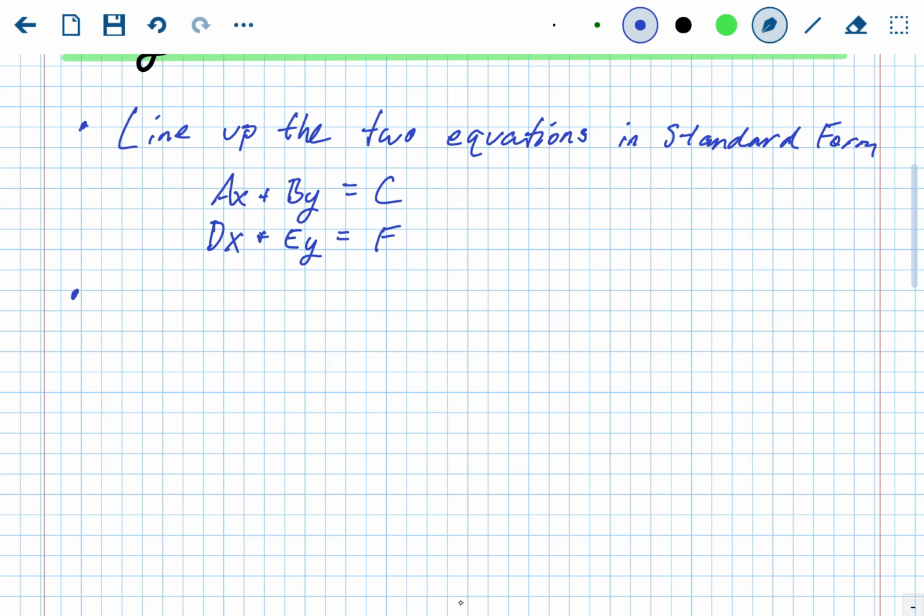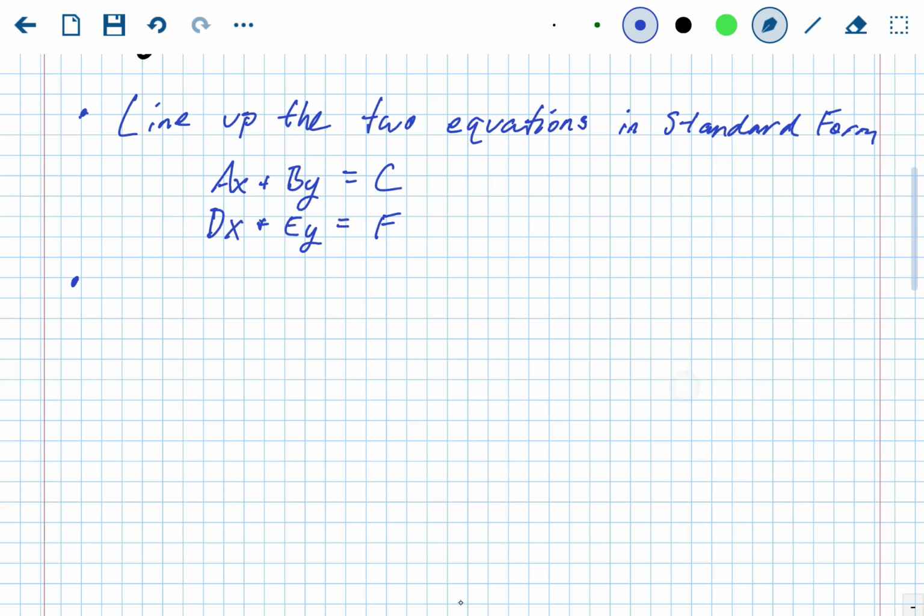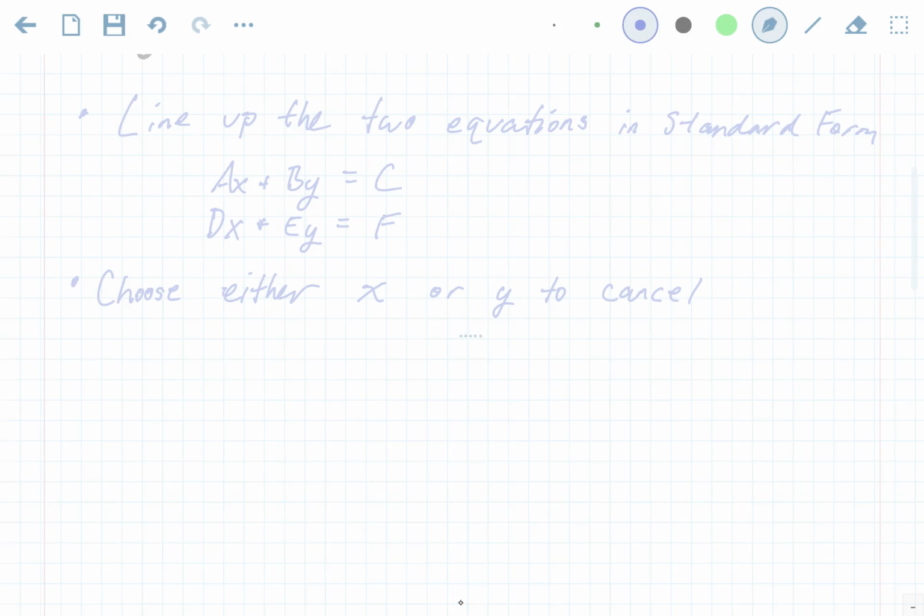Alright, so once you have that, then you have to do the elimination part. You're going to choose either the x value or the y value to eliminate, to cancel or eliminate. Well, how do you know which one to pick? Do you want to pick x or do you pick y? How do you know? What we want is we want the coefficients to be the same. So you want to pick whichever ones have the same coefficients.